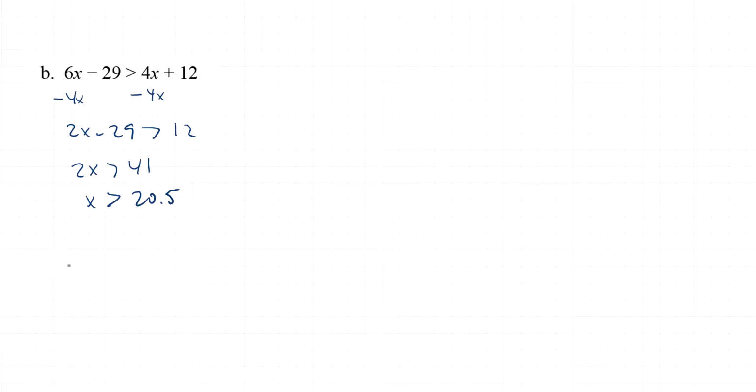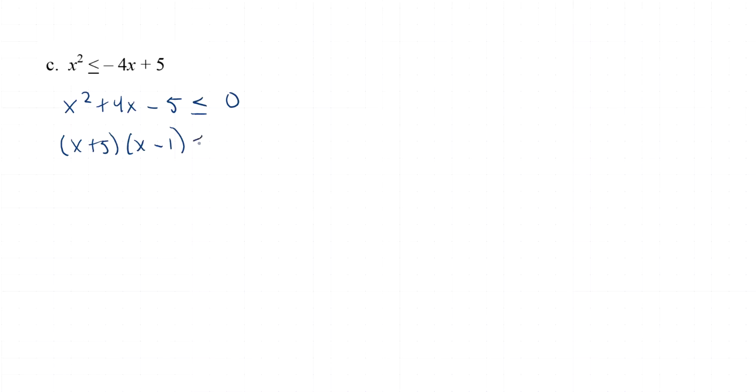And so then when I graph my solution here, I usually just mark 0 and then an open circle at 20.5, and it's going to go this way.